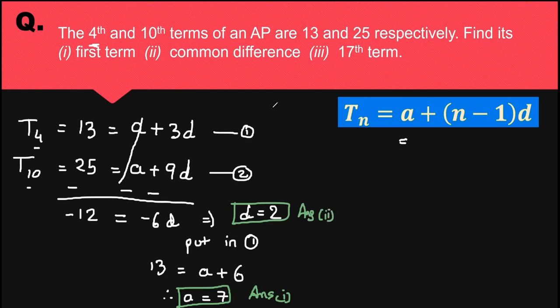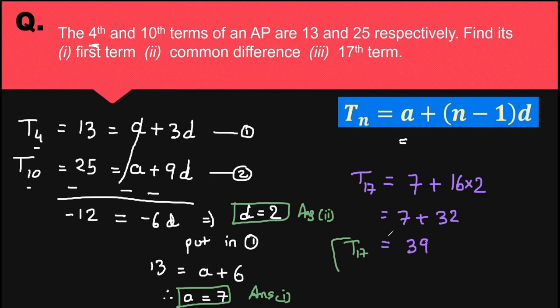Now we have to find the 17th term of this AP. So we need to find T17. We can always use this formula for finding the nth term, a plus n minus 1 times d. So a we have obtained, 7, plus n, we have to find the 17th term, so n is 17, 17 minus 1, 16, times d, which we have calculated as 2. So 7 plus 16 times 2, that is 32, and 7 plus 32 is 39. So the 17th term, T17, is 39, and that is our answer number 3.